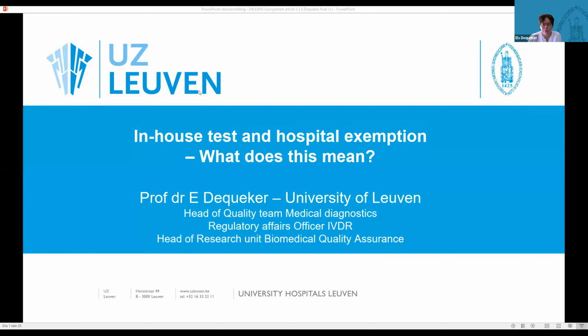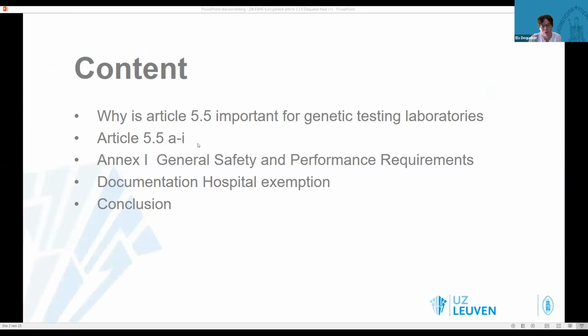So this afternoon, we will go more in a practical way. And the first presentation that I will give is: what is a hospital exemption, an in-house test and the hospital exemption? What does it mean? What do we need to do? It is very difficult to explain this in a short period because you can have training for a week for this, but I will try to do my best.